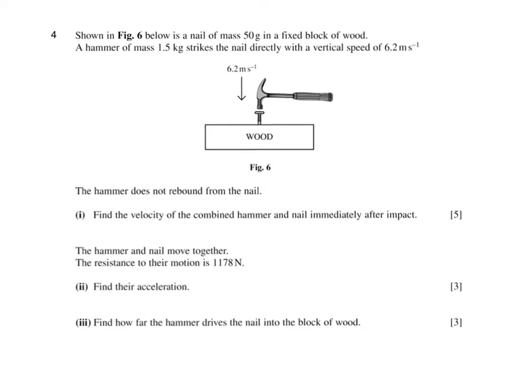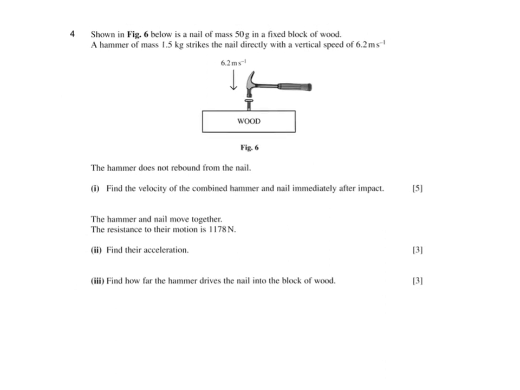Shown in figure 6 below is a nail of mass 50 grams in a fixed block of wood. A hammer of mass 1.5 kilograms strikes the nail directly with a vertical speed of 6.2 meters per second. The hammer does not rebound from the nail. Find the velocity of the combined hammer and nail immediately after impact.